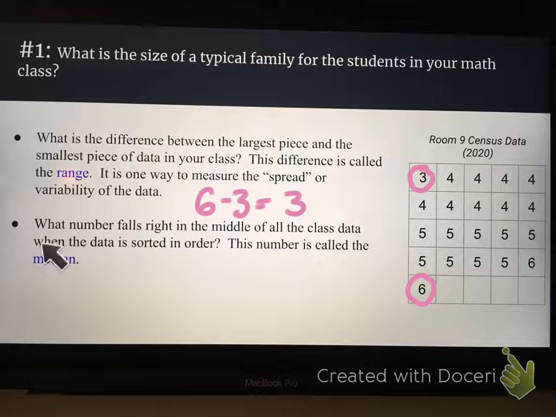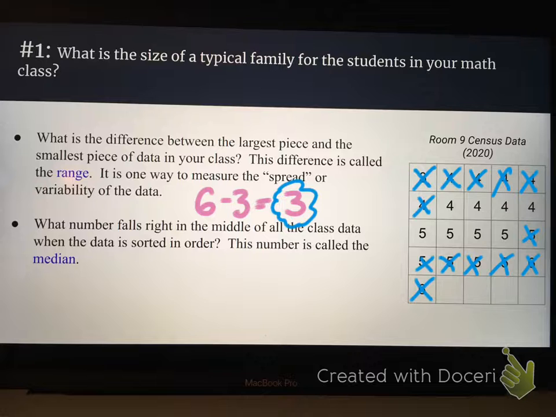The next bullet point asks us what number falls right in the middle of all the class data when the data is sorted in order. This number is called the median. So in order to do this, what you want to do is start by crossing out your smallest number and then your largest number, and then your smallest number and then your largest number. Continue that pattern until you arrive at your center number. If you haven't done it yet, pause the video. If you already have, continue on.